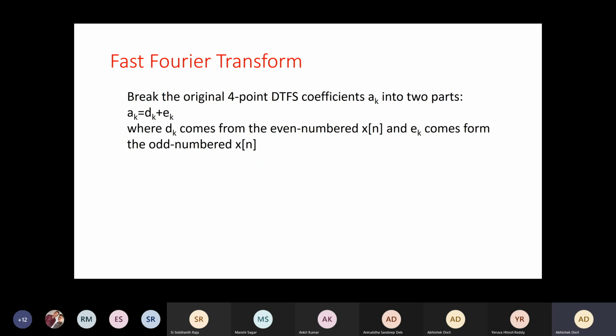Now what we are doing is, this is the strategy. We are saying AK is DK plus EK. We will see that DK comes from even-numbered xn and EK comes from odd-numbered xn. So AK is DK plus EK, where DK is coming from even numbers and EK is coming from odd numbers. It will be clear once you look at this.